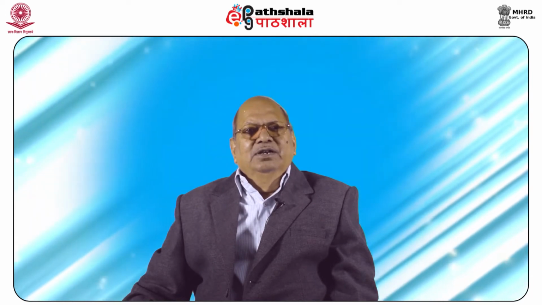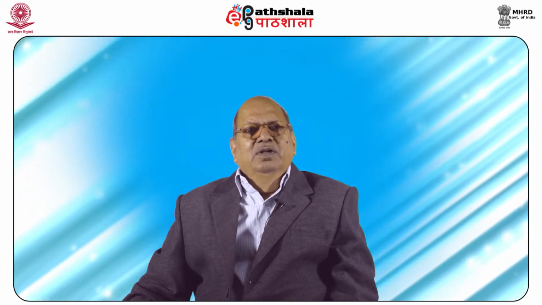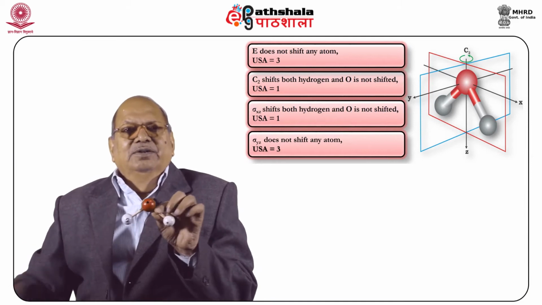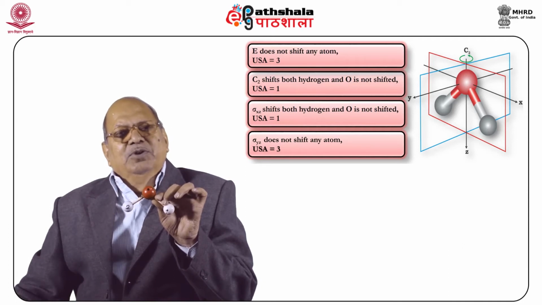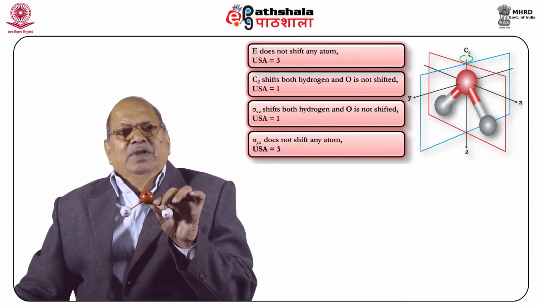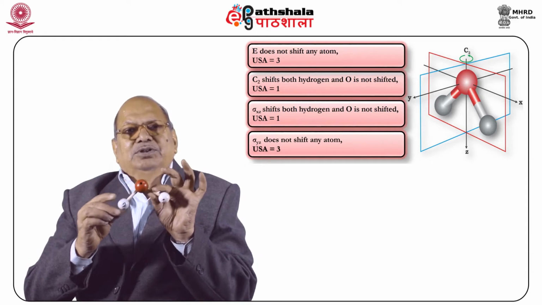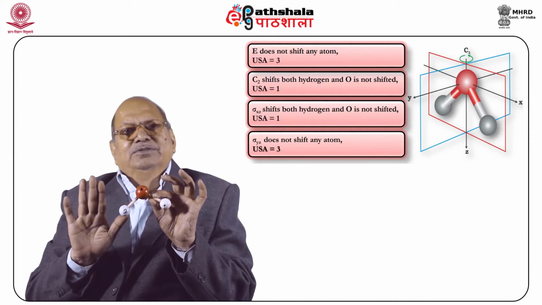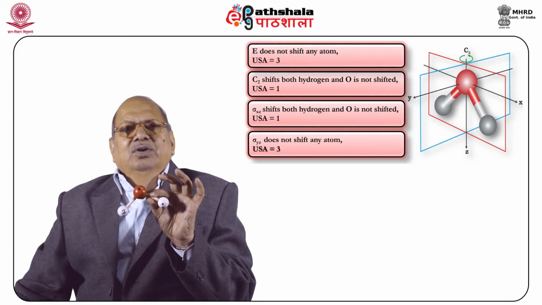For starting, let us again take the very simple example of the water molecule. How many atoms does the water molecule have? It has 3 atoms: oxygen, hydrogen and hydrogen. Now let us follow the procedure and see how many atoms are shifted. If I carry out the E operation, it means I am not doing any work on this molecule. All the 3 atoms are not shifted.